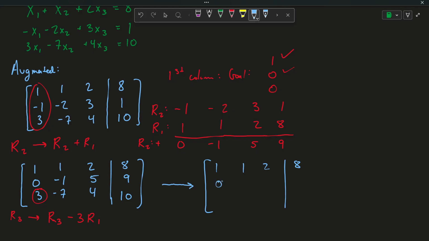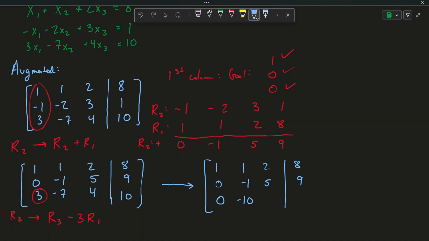1, 1, 2, 8. 0, -1, 5, 9. And then this one, each computation is going to be this entry minus 3 times the entry in row 1. So for this first computation, we've got 3 minus 3 times 1 gives us 0. Hooray. Look, we did it. Yay. Now let's go to the next one. So we've got minus 7 minus 3 times 1 gives us a negative 10.